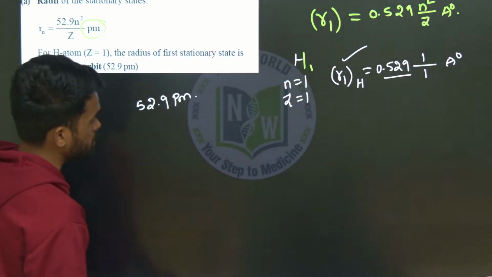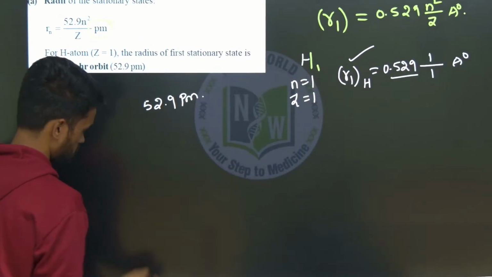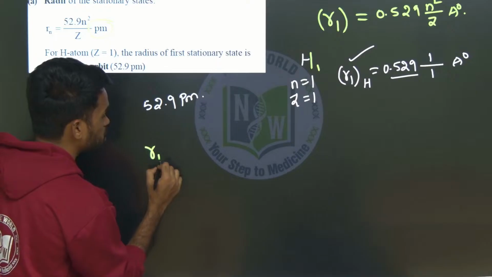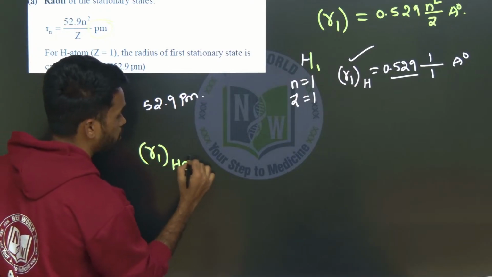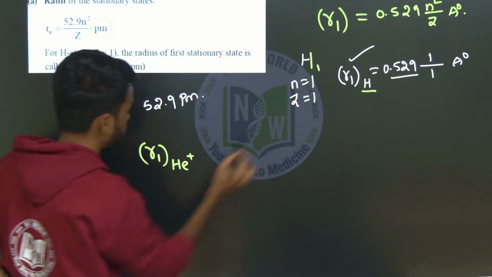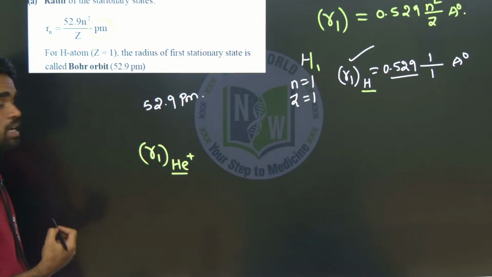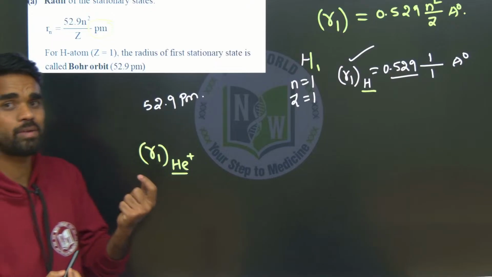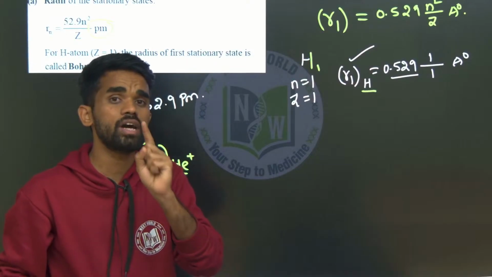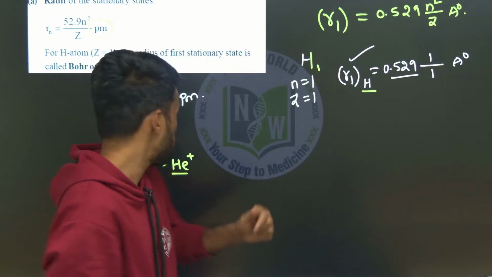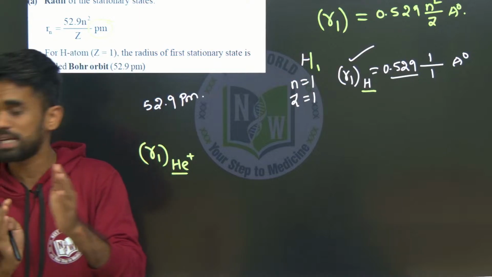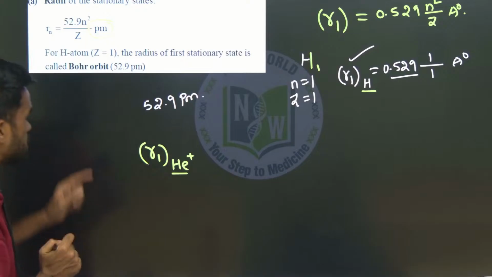What will be the radius of the first orbit of helium ion? Have you observed? I have given hydrogen atom, but here I have given helium cation. Why? Because Bohr's atomic model is applicable only for a single electron system. It should contain only one electron, then only this model is applicable.